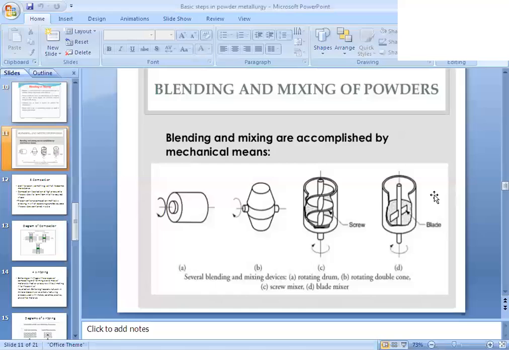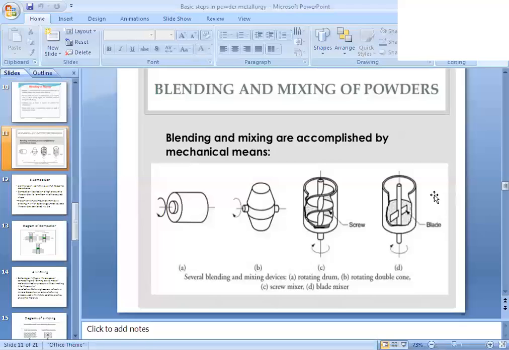Next one is the blade mixer. Blade mixer means you have a vertical cylinder. On both sides, blades are fixed. If this axis, the spindle, starts rotating, the blades start rotating. Whatever components or substances we use, the additives as well as the lubricants, get mixed very finely.